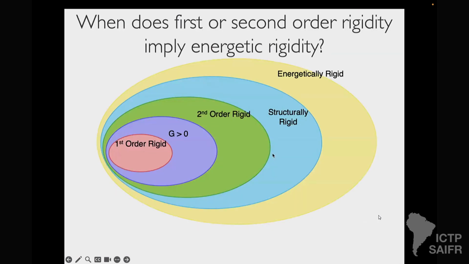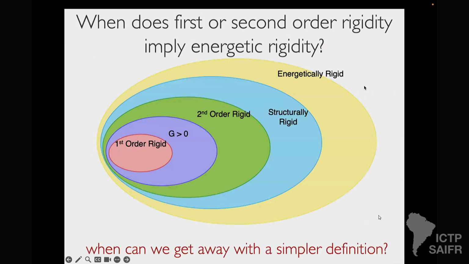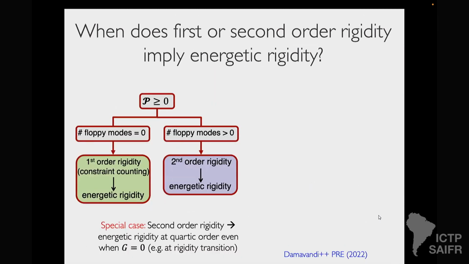Now that we have all that terminology down, the question I introduced before is, when do second order rigidity or first order rigidity, which are much easier to check because we have equations for them, imply these NP-hard problems of structural rigidity or energetic rigidity, which is what we actually care about? When can we get away with a simpler definition? Again, I'm not going to go through all the math, but we've shown in this set of papers that you really just have to look at the behavior of the pre-stress matrix and whether it's positive definite or not, at least as a first pass.